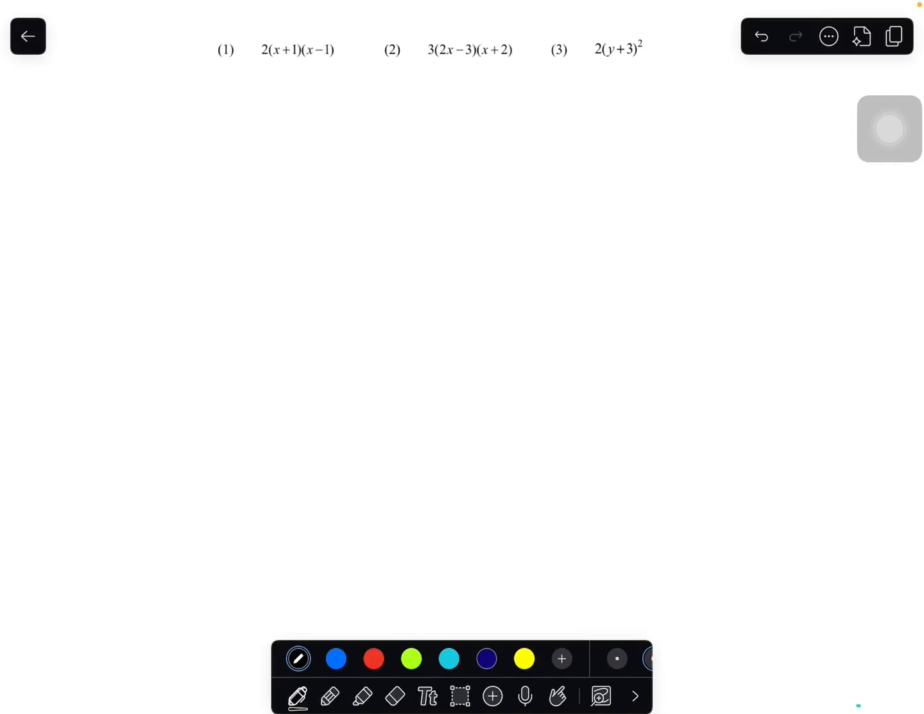Hi guys, today we're going to be looking at the distribution principle for grade 9, and the main principle you guys are going to be using is FOIL. So let's just look at FOIL quickly. If I had something like x plus 1 into, let's say, x minus y, how would we do that?